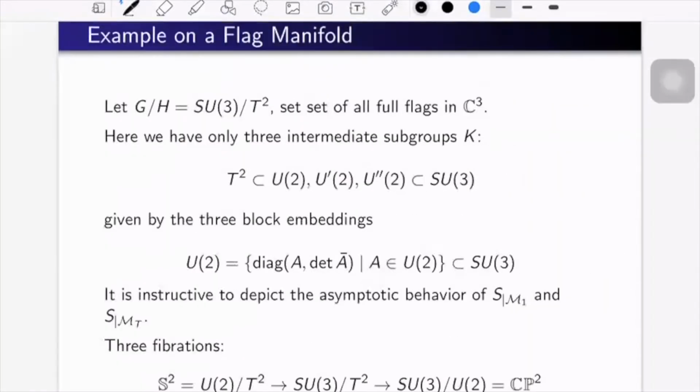So here's the example I want to look at. It's a flat manifold, S^3 mod T^2. And here one has three intermediate subgroups. Remember, I need to study the intermediate subgroups, which are given by block embedding. So I put a U(2) in a block.